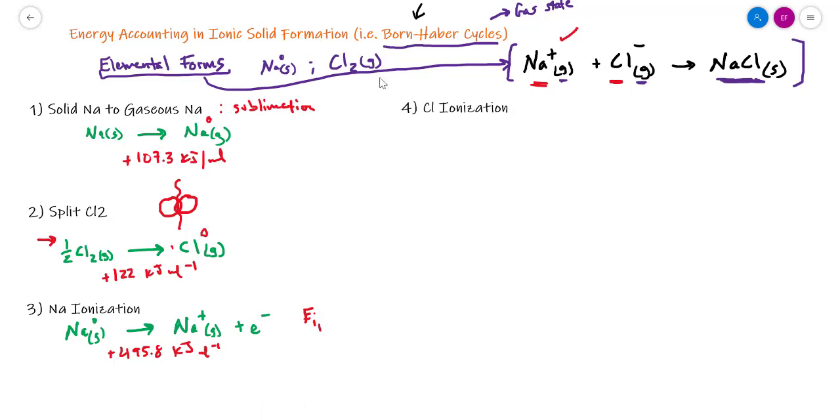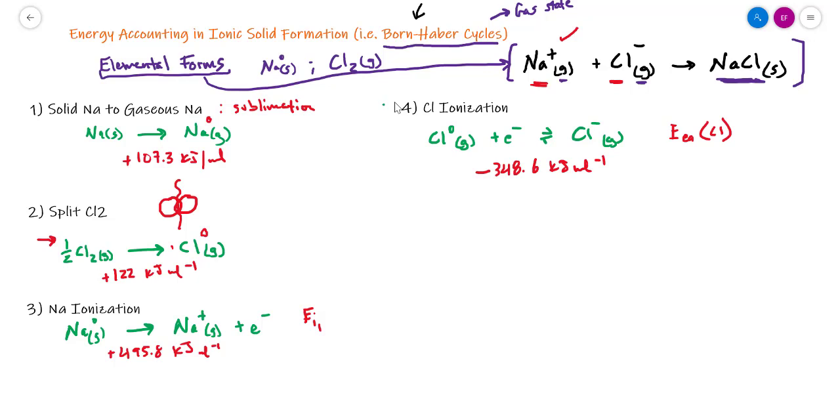So step 4 here, up at the top, make some room, that's the chlorine ionization. So we're going to go from chlorine 0 as the atom, and we're going to tack an electron onto that, and that's going to give us chloride ion in the gaseous state. And we know from previous that this is the electron affinity, the first electron affinity of chlorine, and that is going to have a negative 348.6 kilojoules per mole energy associated with it.